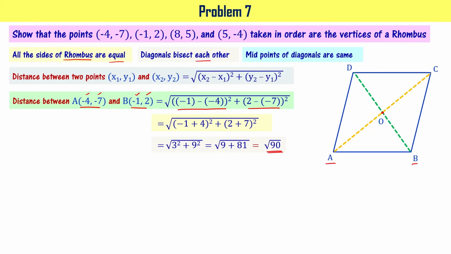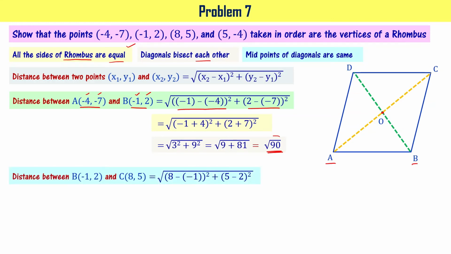We don't need to further simplify this because we want to see whether all the sides of the given geometry are equal or not. So we got the distance between A and B as square root of 90. If the distance between B and C, C and D, and A and D is also square root of 90, then we say that all the sides of the given geometry are equal, right? That is going to satisfy the first requirement. So to check that, now let's find the distance between the other 2 points.